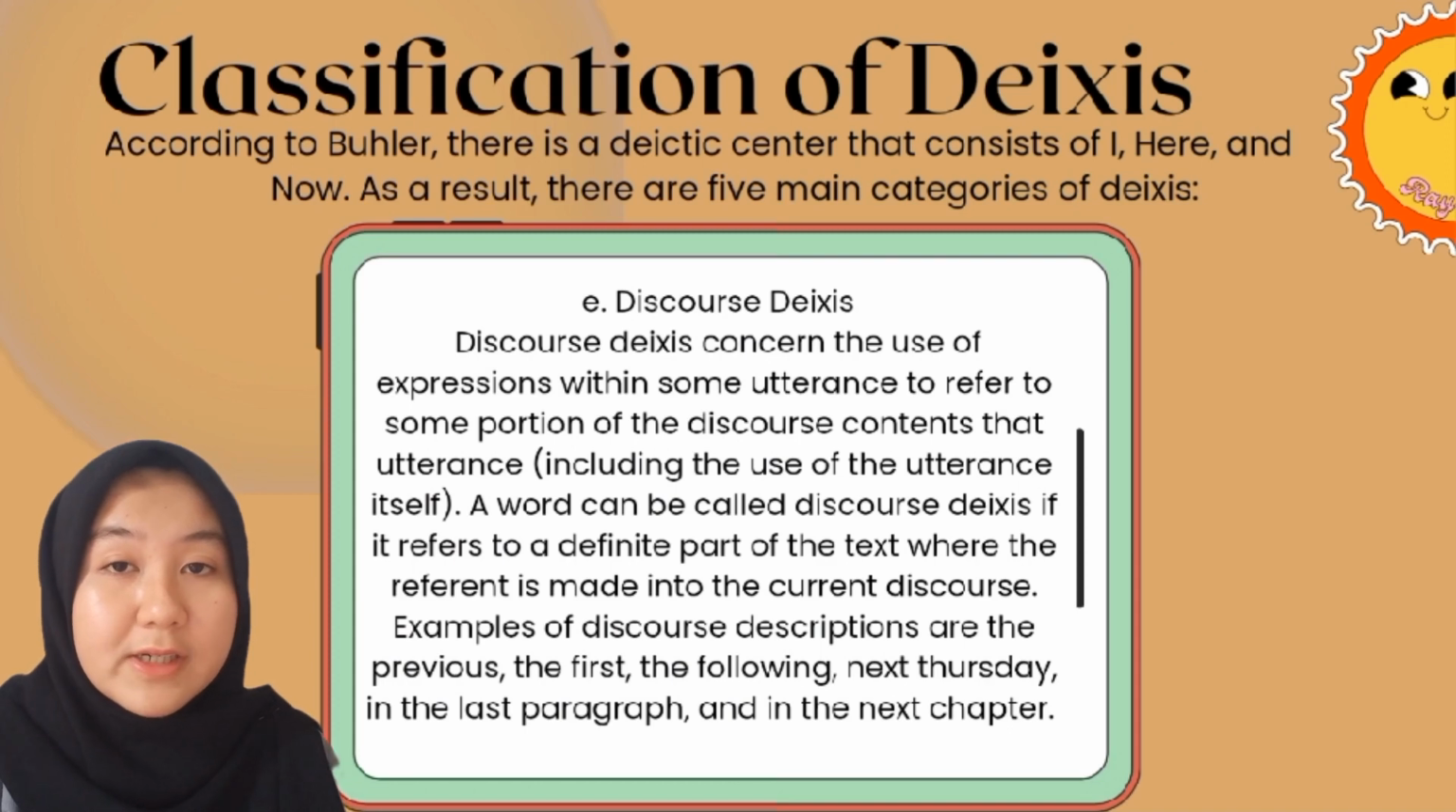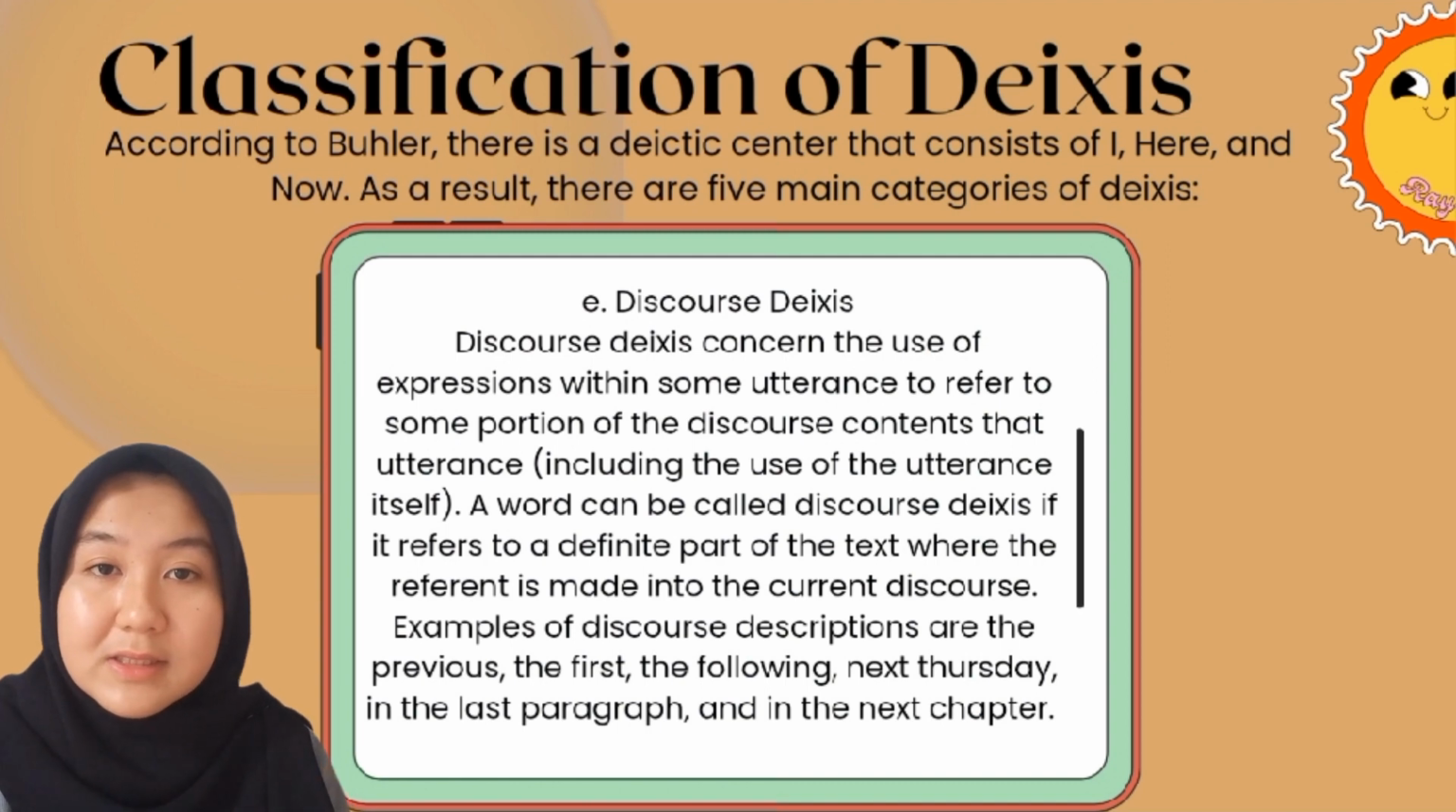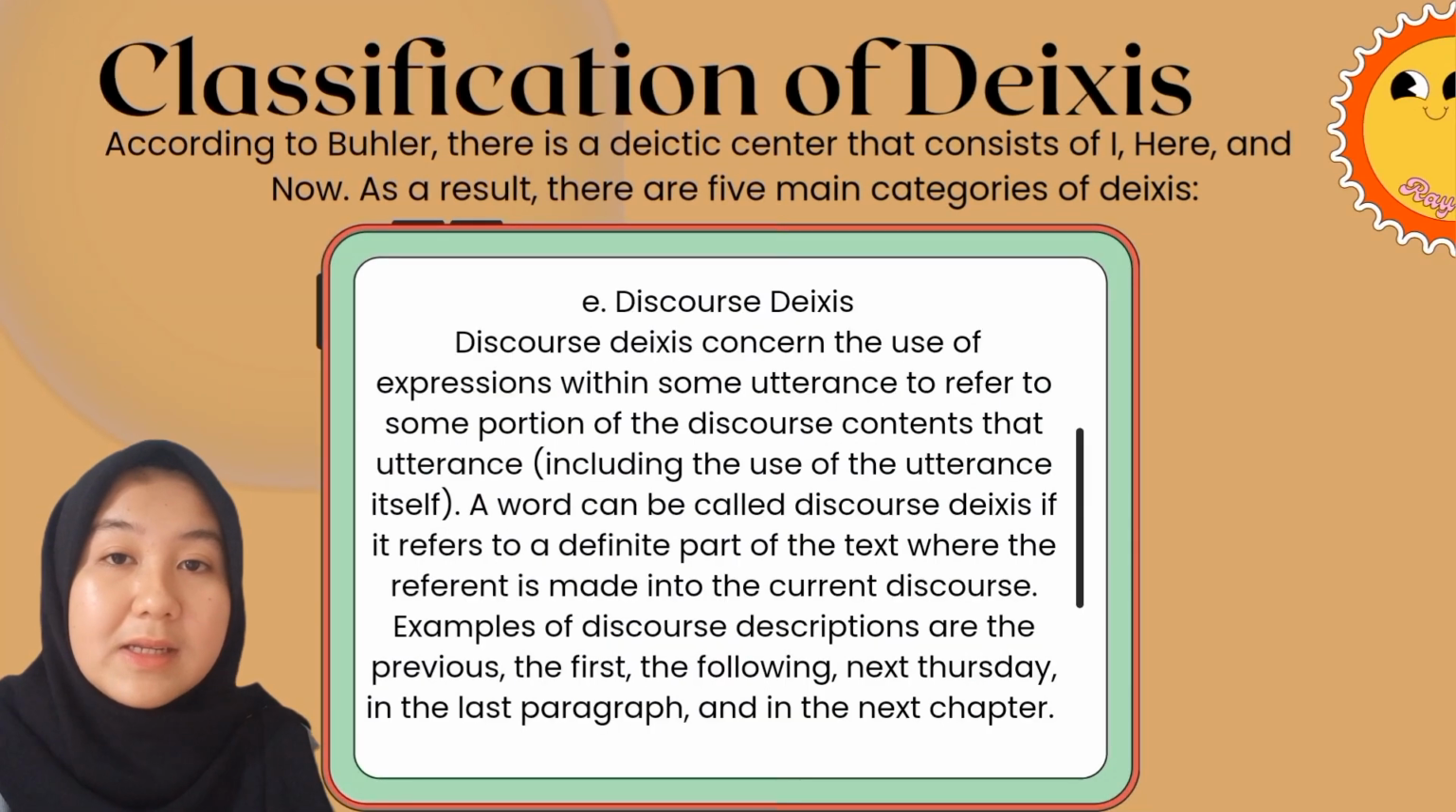Discourse deixis concerns the use of expressions within some utterance to refer to some portion of the discourse that contains that utterance, including the use of the utterance itself. A word can be called discourse deixis if it refers to a part of the text where the reference is made in the current discourse. Examples of discourse deixis are the previous, the verse, the first, the following, next Thursday, in the last paragraph, and in the next chapter.